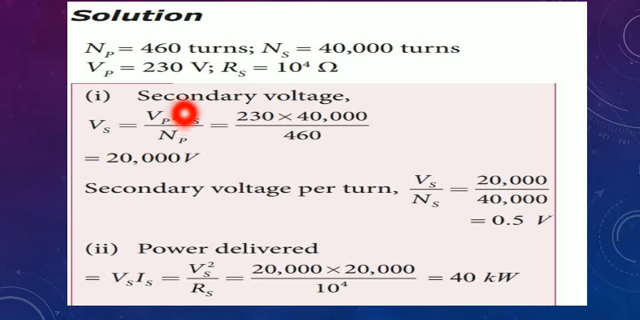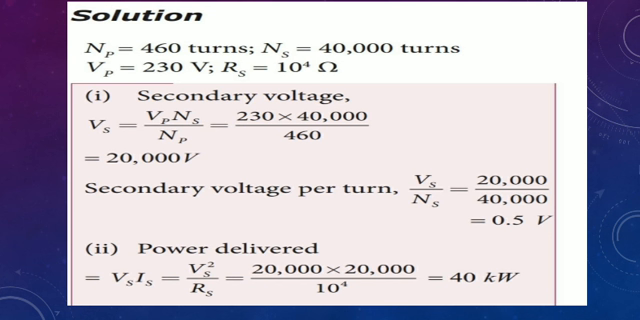From that, I am taking the secondary voltage Vs. The Vp goes to this side. Therefore Vs is equal to Vp into Ns divided by Np. I have all the values, therefore substitute the values: 230 into 40,000 divided by 460. So I get 20,000 volts. The secondary voltage is 20,000 volts.